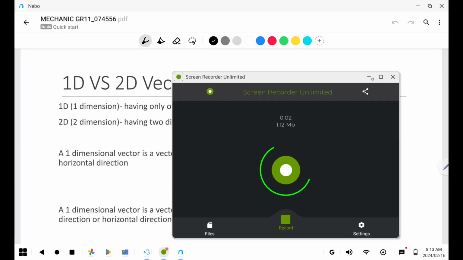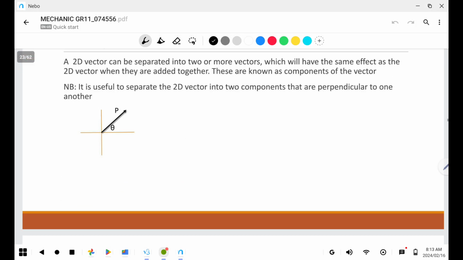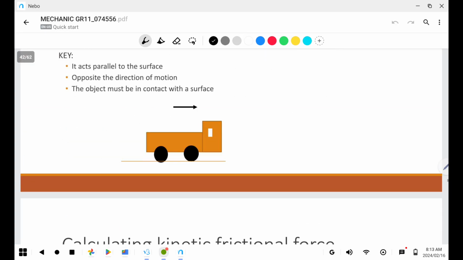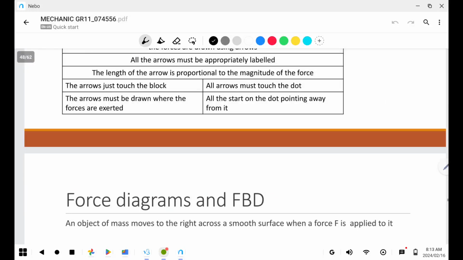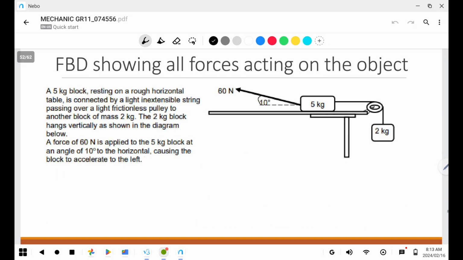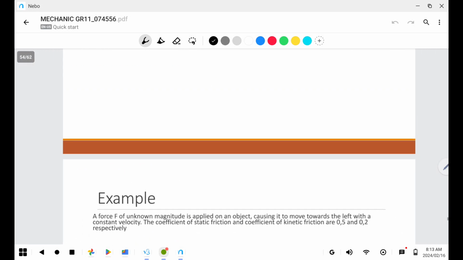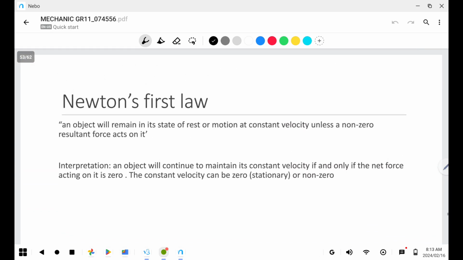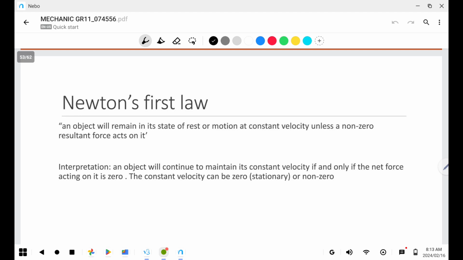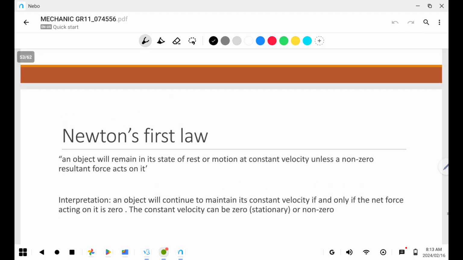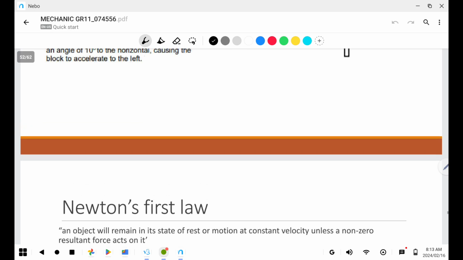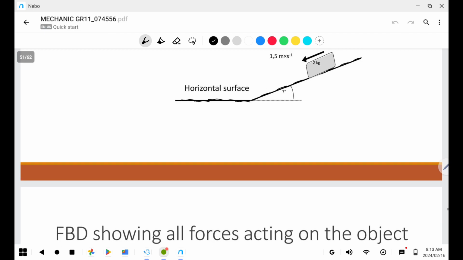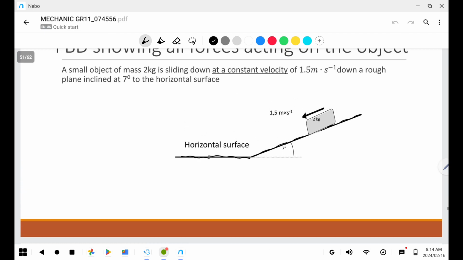Hello world. In today's video, we're going to continue solving problems using Newton's first law of motion, as I have promised in the previous video. So today I want us to look at a set of problems that we are going to solve. But before we do that, I would like us to go back to a scenario that we have seen when we were busy drawing our free body diagrams.